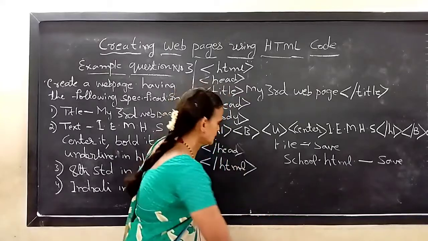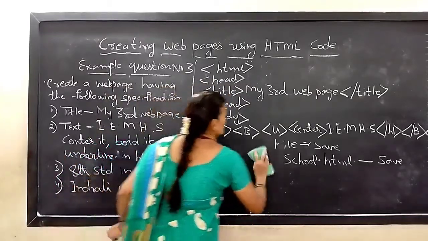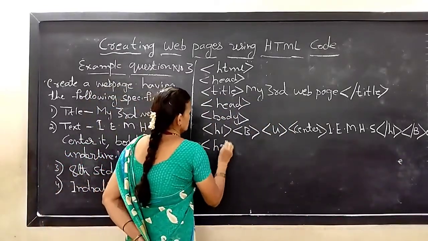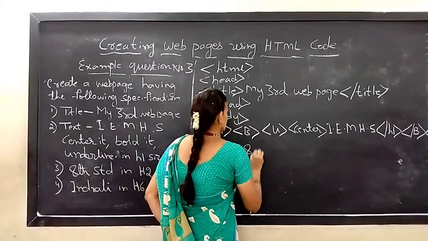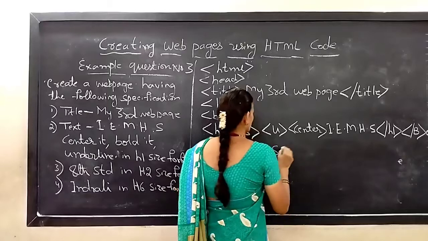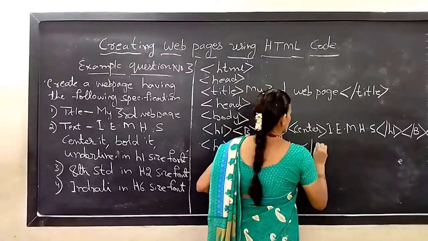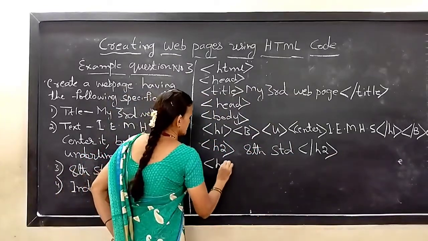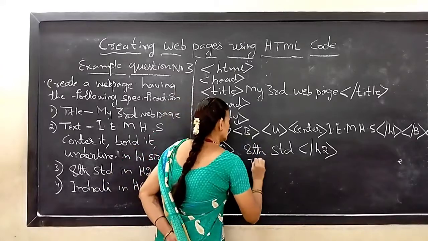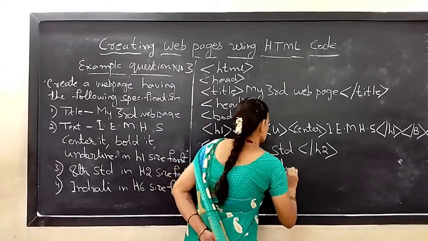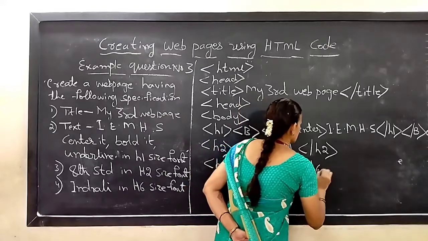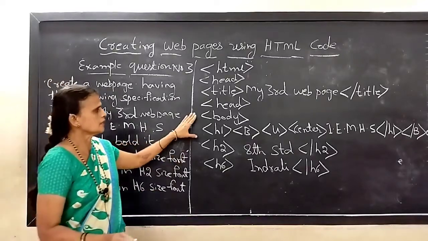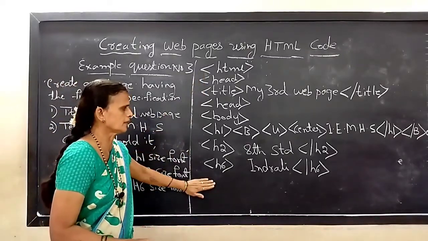Now, the next thing we want to write is A standard in H2 size. H2, we want to write only A standard, no formatting, so A standard, then write /H2. Then Indrali, the place name, you write in H6 size, which is small letters, the smallest font size. According to our question, the code we should write is in this manner.